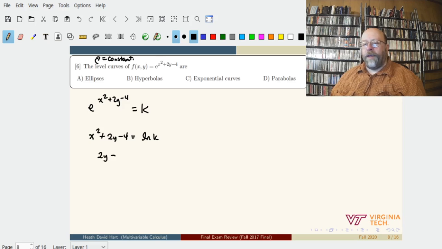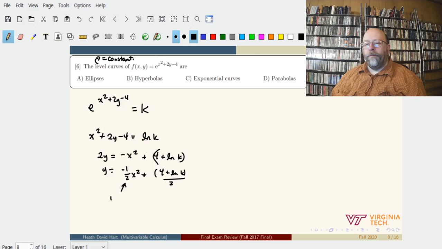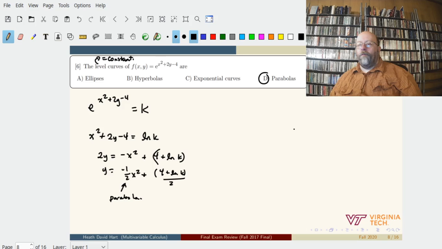And then if I bring everything over to the other side, we'll leave the 2y. This will be negative x squared plus 4 plus ln of k. And so y is equal to negative 1/2 x squared plus 4 plus ln of k over 2. This is a parabola that opens down. Y equals something times x squared, and it won't start at the origin. Its vertex is going to be shifted up to this point here. But this is a parabola. And so that's choice 6, or choice D. All right.